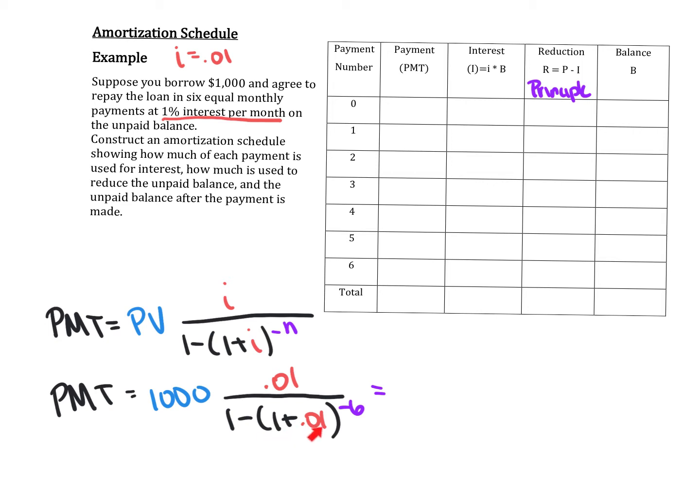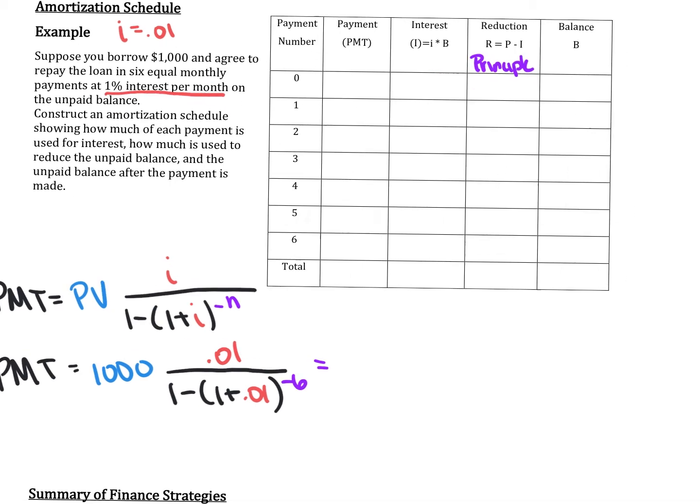So I'll calculate this part first. It's 1 plus 0.01, which is 1.01. I'll raise it to the negative 6 power. I get 0.942045253. Now take that value and subtract 1 from it. When I do that, I get 0.057954767. I'm going to take that value, and on the top, I'm going to do 0.01 divided by that number. I get 0.17254836667. I'm going to multiply that by 1,000. And here I get a payment of $172.55 when I round off my money.